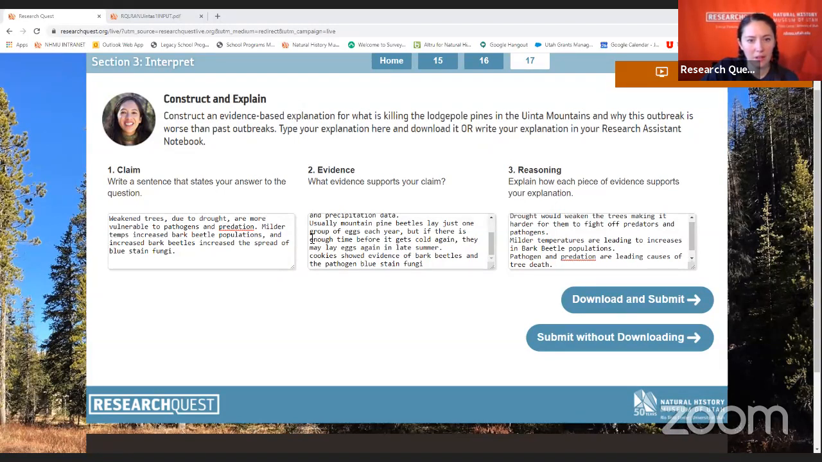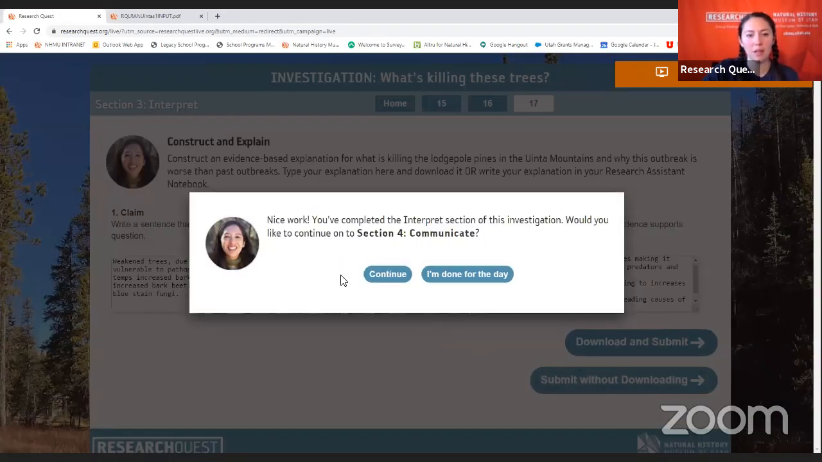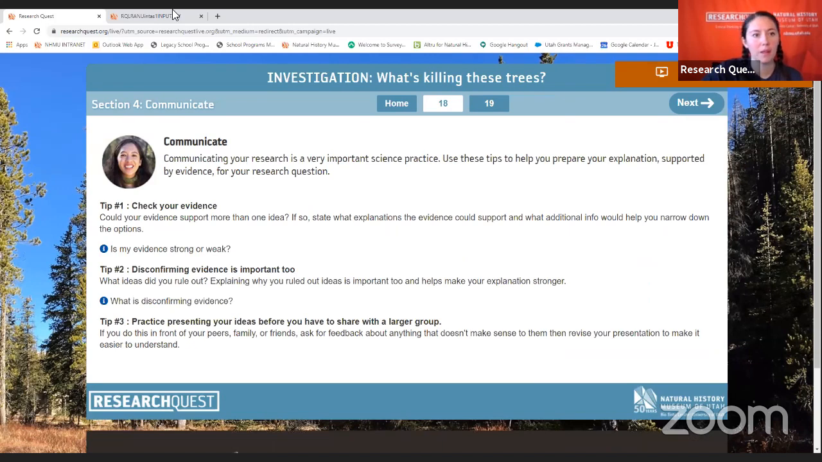My last piece of evidence was looking at the tree cookies, which showed significant evidence of both bark beetles and the blue stain fungi in the dead tree cookies that we looked at. That made me believe that both pathogens and predation are a leading cause of tree death. All right, I'm going to submit this without downloading and move on to section 4 in our last couple of minutes. I'm going to review the directions here, and then during study hall time, I would like you to continue to work on the communicate step.